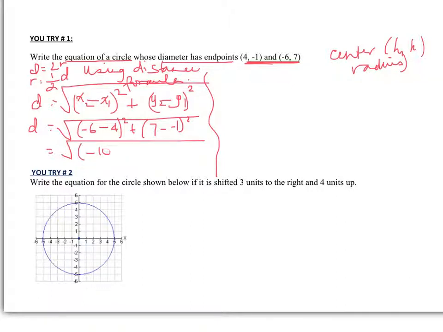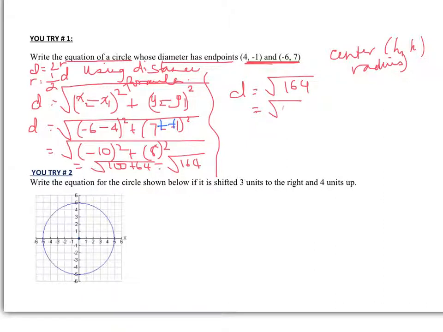We get -10 squared plus 8 squared, because this changes to a plus, right? Alright, so what we end up with is 100 plus 64 is equal to 164. Now, if d is equal to the square root of 164, we're going to simplify this. So it's radical 4 times radical 41. So it's 2 radical 41. Now this is a diameter. We have to find a half of it.